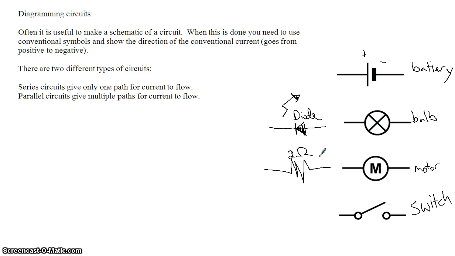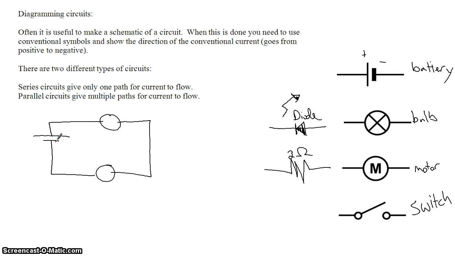So that's just some different symbols. When we're diagramming circuits, there are different ways for a circuit to be put together. You can put a circuit together in series. We're just going to use circles for bulbs. So this would be two bulbs in series. Or you could put a circuit together in parallel.